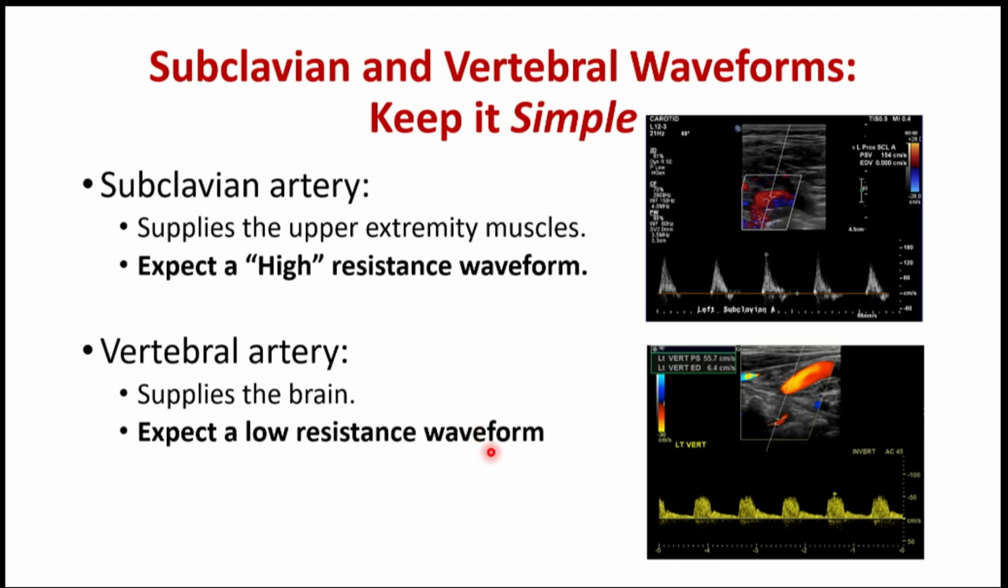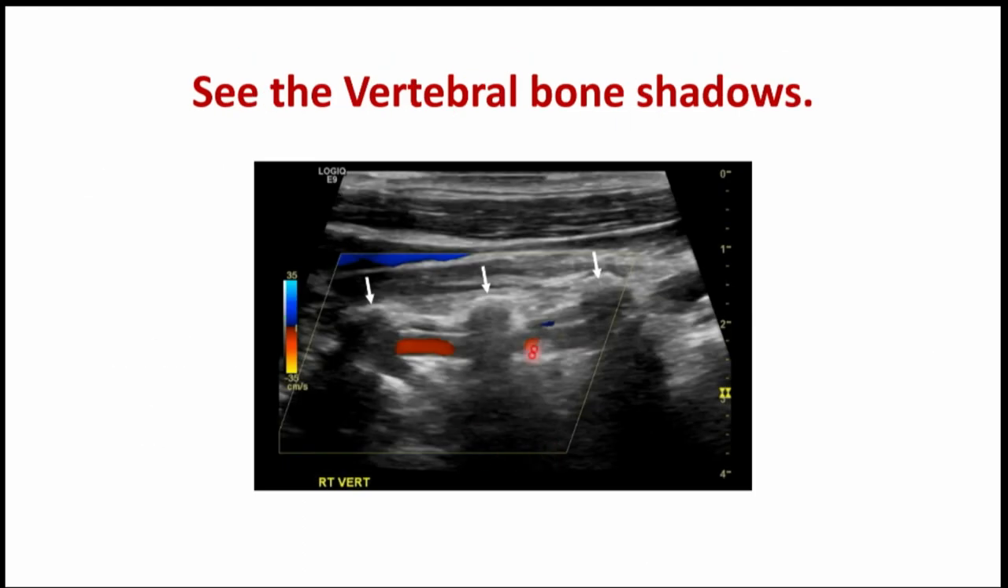The vertebral artery is supplying what? The brain. It doesn't have a lot of branches coming off until you get to the brain. So what do we see in the vertebral artery? A very low resistance waveform, a classic low resistance waveform. And this is something interesting: you have the vertebral bodies and the vertebral artery going through, and you're going to have echo shadowing from the vertebral bodies. So you have packets of windows where you can examine or interrogate the vertebral artery.